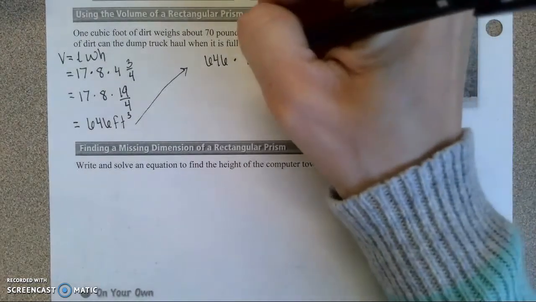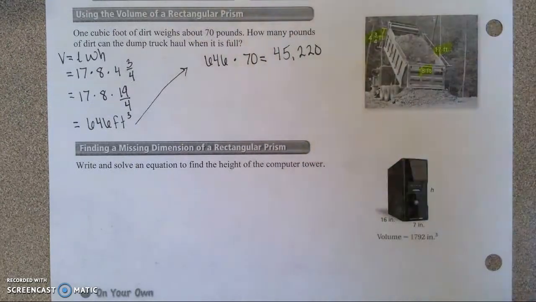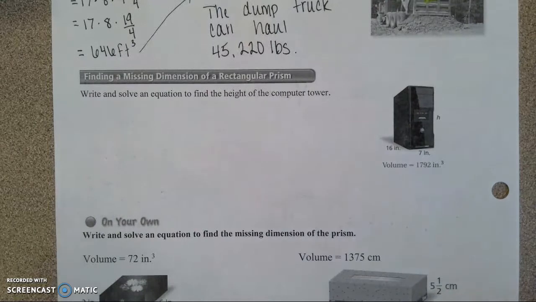Okay, you should have got 45,220. So I would restate my question. I would restate it and write it as a complete sentence here. So I would say the dump truck can haul 45,220 pounds. Okay, let's go ahead and look at the next one.